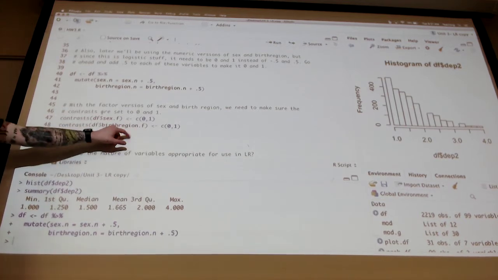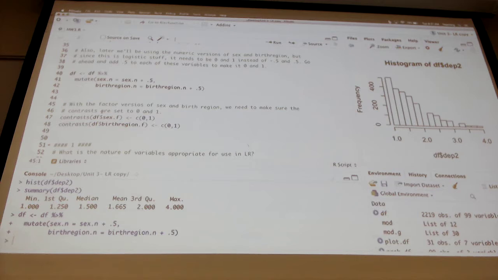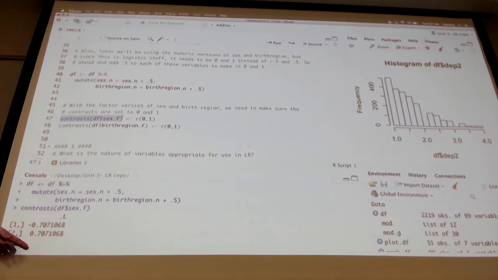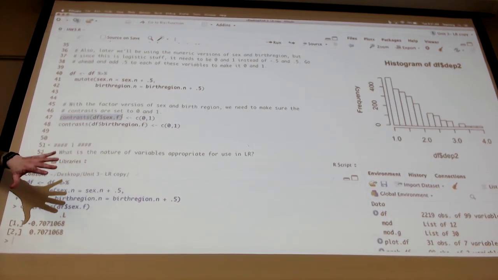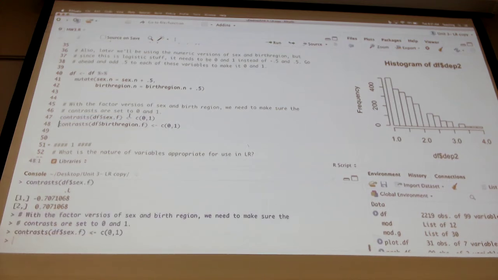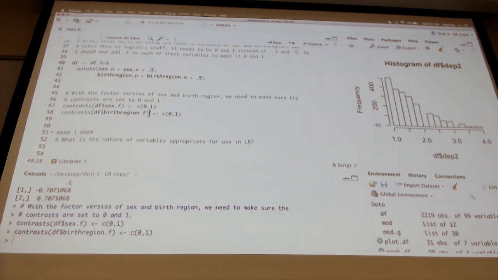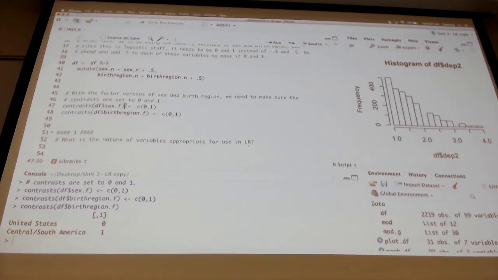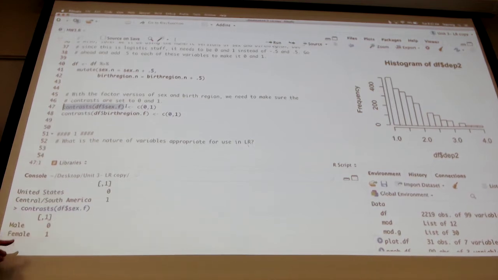And then for the factorized versions of these two things, we need to set the contrasts. Normally the contrasts do just default to 0 and 1, but if you run it before you set the contrast, you'll see that it says like -0.7 and 0.7. That's a vestige of this data originally being an SPSS data file, and as things carried over, because I never changed the contrast, it had put in some polynomial contrast coding for whatever reason. So all we're doing here is setting the contrast for sex and birth region to 0 and 1, so that now if we check what our contrasts are, it'll tell us that United States is coded as 0, Central South America is coded as 1, and for sex, males are coded as 0 and females are coded as 1.